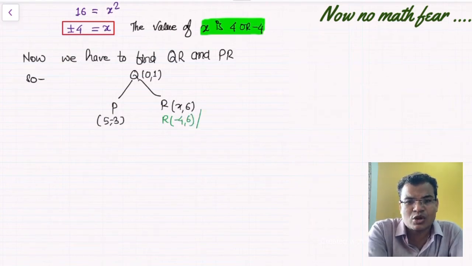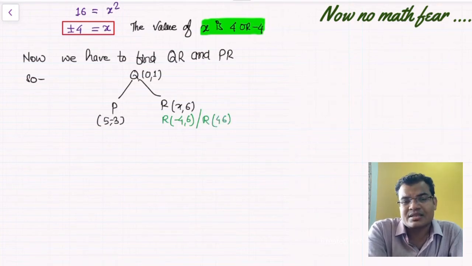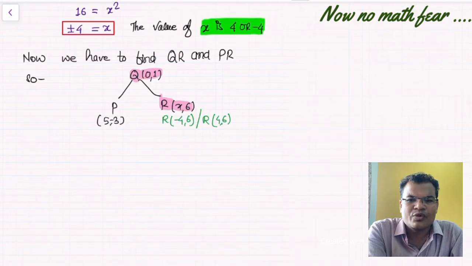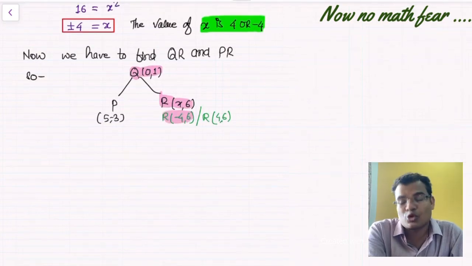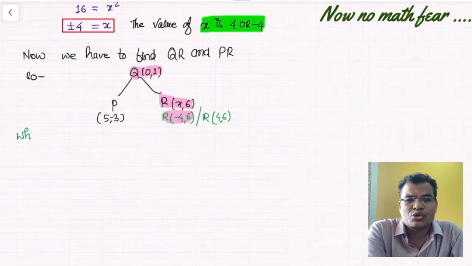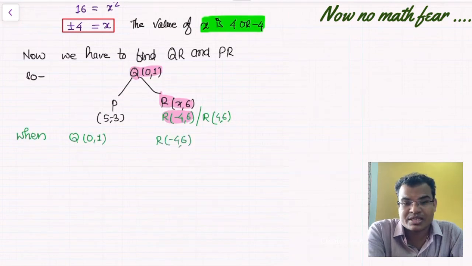I will write here minus 4 comma 6, or R may be 4 comma 6, because he wanted the value of x, so x is minus 4 and 4 also, both the values are x. So there is no problem, we will find the values taking both minus 4 comma 6 and 4 comma 6 also, right? So we can write here Q is 0 comma 1 and R is minus 4 comma 6, the first value.